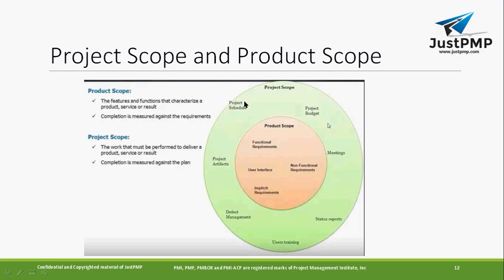So if you see this project scope, okay, you have a product scope. You know the things that you want to build. Along with it, you should have a scope of project schedule, like what timeline you need to complete it. That's also part of the scope only. Defect management, user training, status report. So all this comes under the project scope. So the project scope is on a higher level, and within that you will have a product scope.